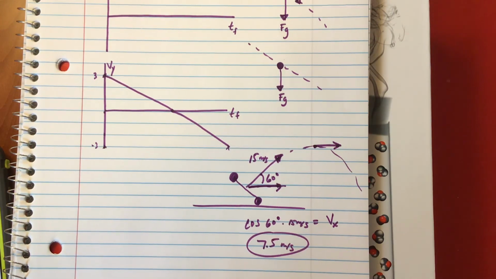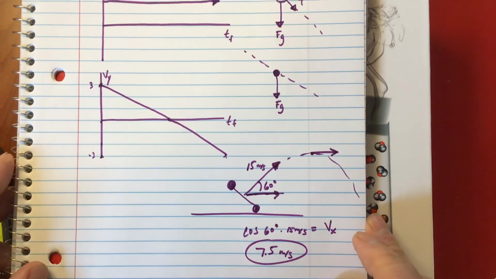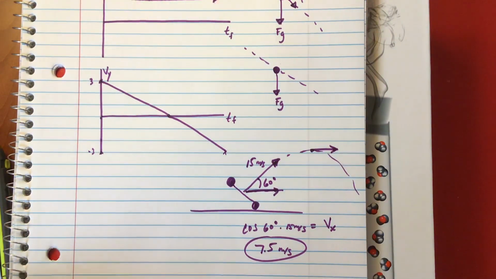And that's it for that shorter FRQ question. So that's number 5. Hopefully that helped.